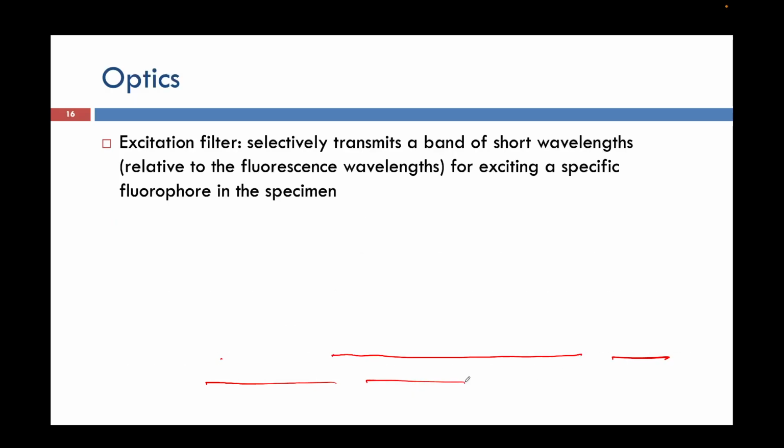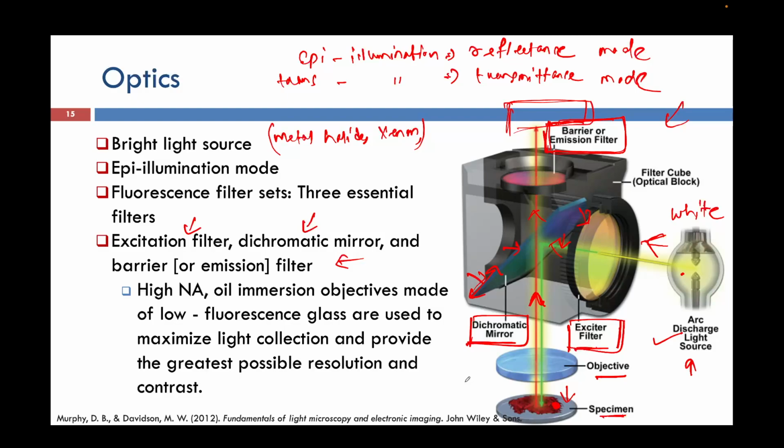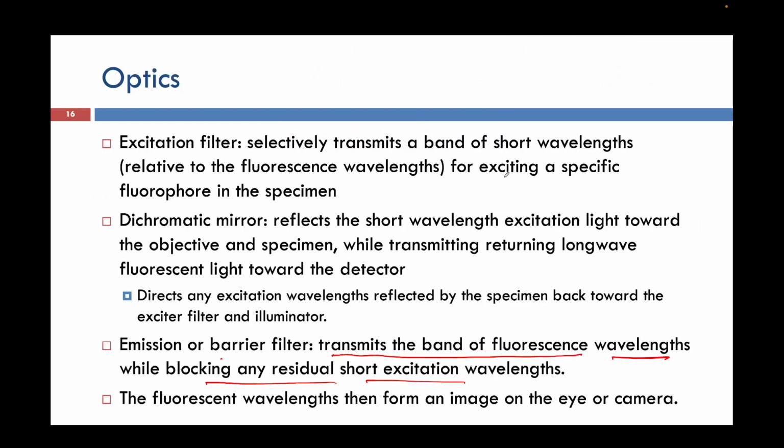It might happen that not necessarily only the fluorescent wavelength will go, but also some of the higher energy, that means the lower wavelength, will also pass through. Like some of the green waves will also pass through this dichromatic mirror. That process is known as bleed through. Okay, so if that bleed through happens, then the role of the barrier or emission filter is to completely block that. And the fluorescent wavelength then forms the image on the eye or camera.